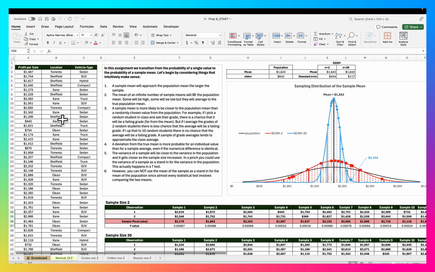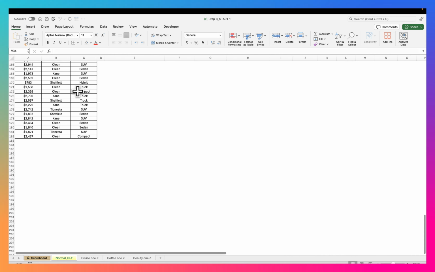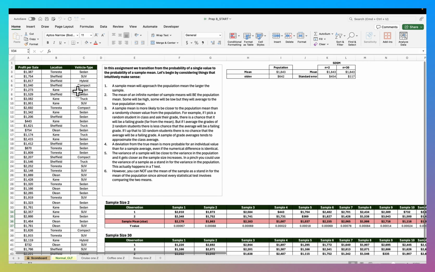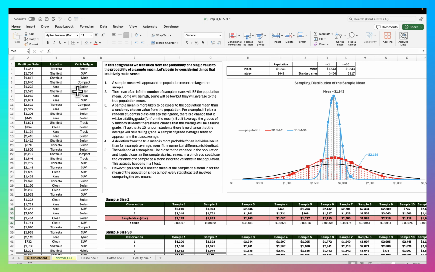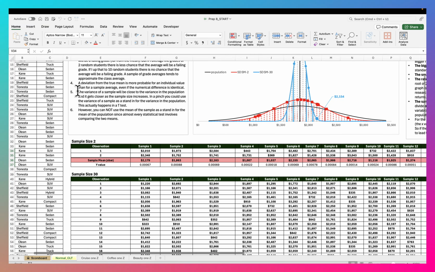So here's our example. We have this population data. We have profit per sale, location, and vehicle type. And we've got lots of records. Okay, so close to 200 records there. And now what we're going to do is first take some random samples from this population data, because this unit is all about comparing samples with a population.